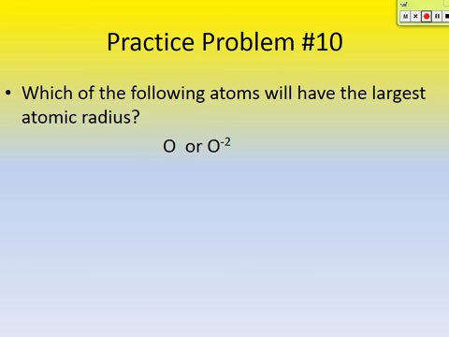Practice problem number 10 says, which of the following atoms will have the largest, so we're looking for the largest atomic radius. Would it be the normal oxygen atom or oxygen with a -2 charge? Good. How come? Because if you add electrons, isn't it going to get bigger in terms of radius? Yeah. Now is this called a cation or an anion? It's negatively charged, so it's an anion. Anions are larger. Good job.